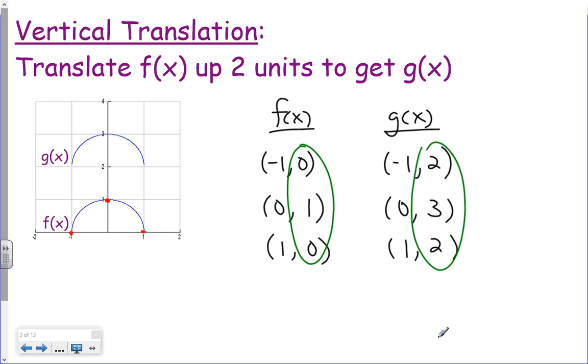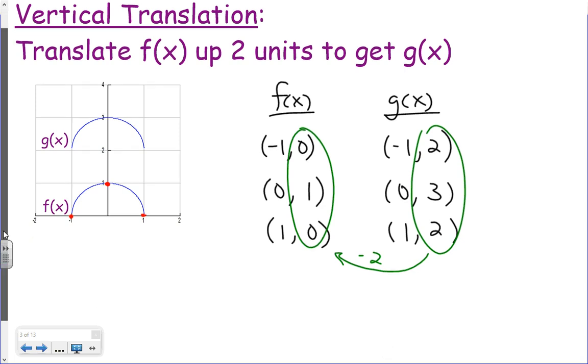And so I went from 0 to 2, and then 1 to 3, and then 0 to 2. It looks like there's a difference of 2 here. And in fact, I'm going to think of it this way. If I were to go from g of x to f of x, what I've done is I take each of the y values that I see on function g of x, and if I subtract 2, I end up with the values that I see on function f of x.